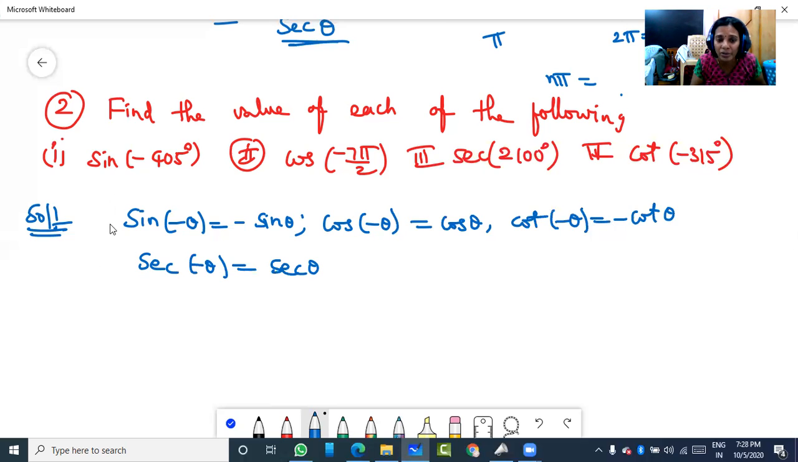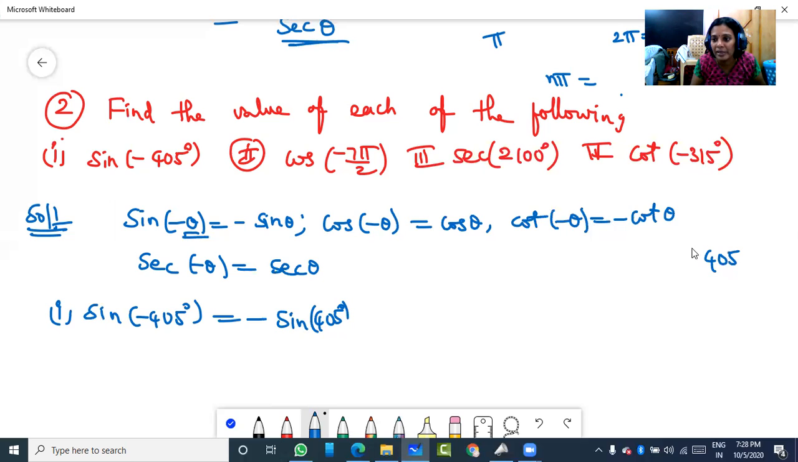If we have an idea of the negative angles, then we can easily solve this. Sine of minus 405 degrees. It is in the form of sine of minus θ, that is equal to minus sine θ. Sine of 405 degrees. Next, 405 degrees is divided by 360. 360 ones are 360. The remainder is 45. So we can write minus sine of 360 degrees plus 45 degrees. Adding these two, we get 405 degrees.